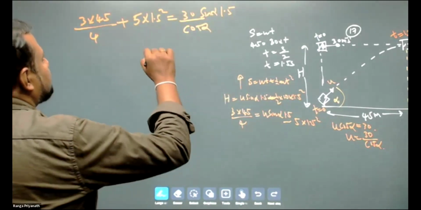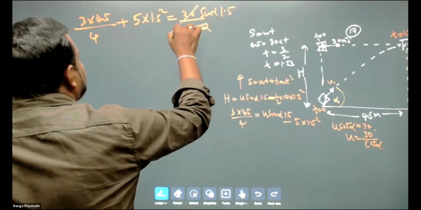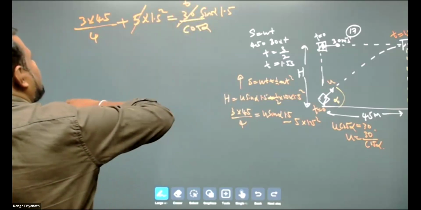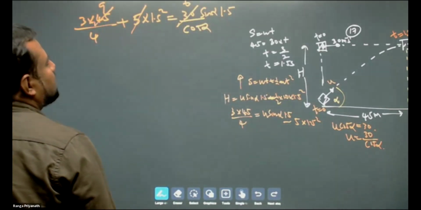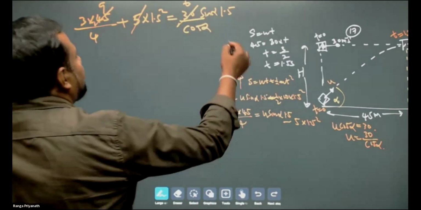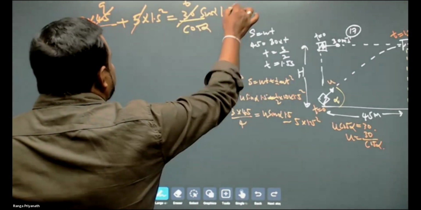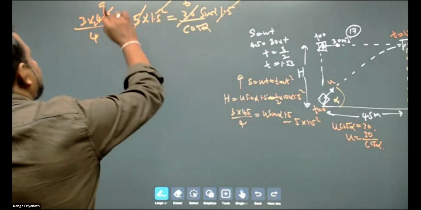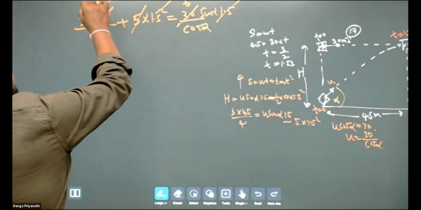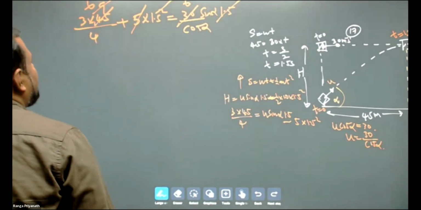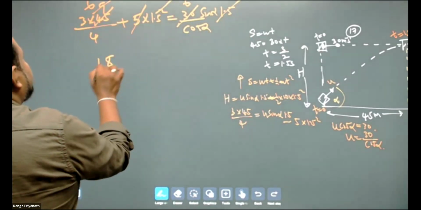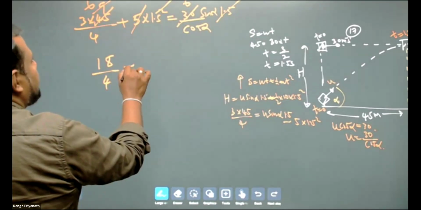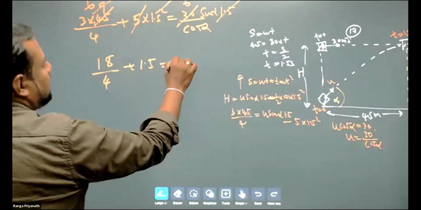You can divide all the terms by 5. This is 6, this is 1, this is 9. You can again divide all the values by 1.5. 1.5, 1.5, 9 means, I think it is 6. Yes, 6. So this is 18 divided by 4 plus 1.5.